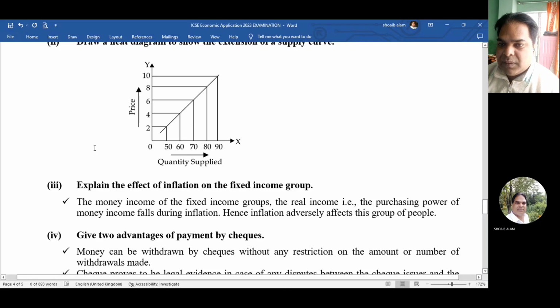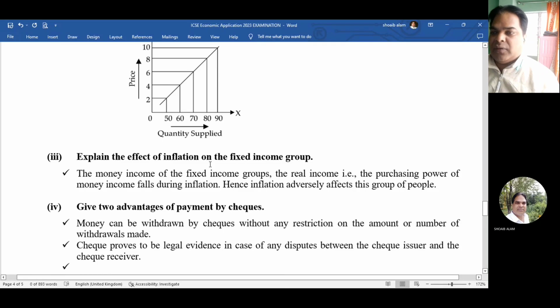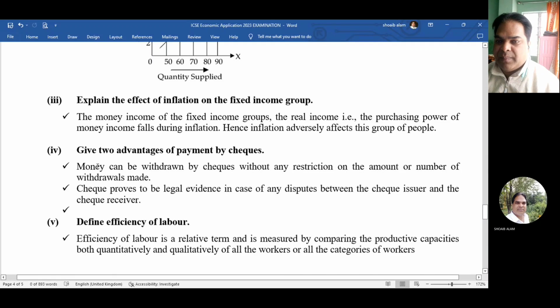Now number three, explain the effect of inflation on the fixed income group. Answer is the money income of the fixed income groups is fixed, and the real income, that is purchasing power of the money income, falls during inflation. Hence, inflation adversely affects this group of people. And number four, give two advantages of payment by checks. Money can be withdrawn by checks without any restriction on amount or number of withdrawals made. Checks prove to be legal evidence in case of any disputes between check issuer and the check receiver.